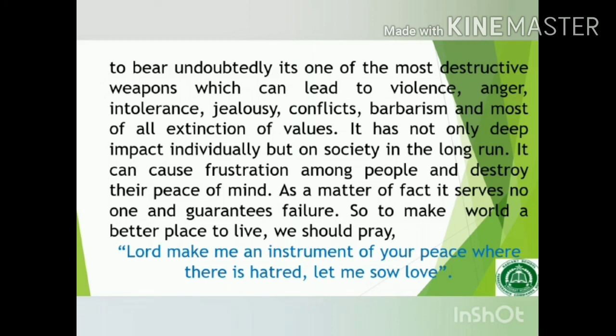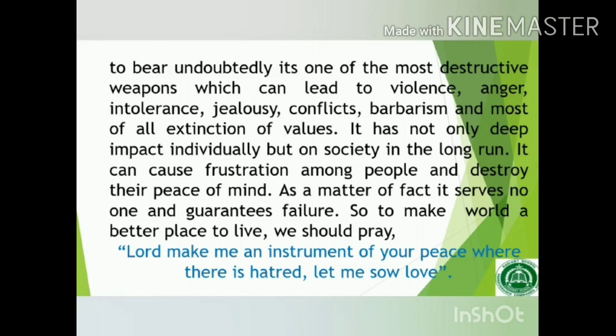So, hatred can bring all these things in the society, which is very dangerous not only for the individual but for the society in the long run. So hatred has not only a deep impact individually but on society in the long run, as I told you before. It can cause frustration. Frustration means the feeling of annoyance among people and destroys their peace of mind. As a matter of fact, our body is completed. Now we are going to conclude the paragraph.